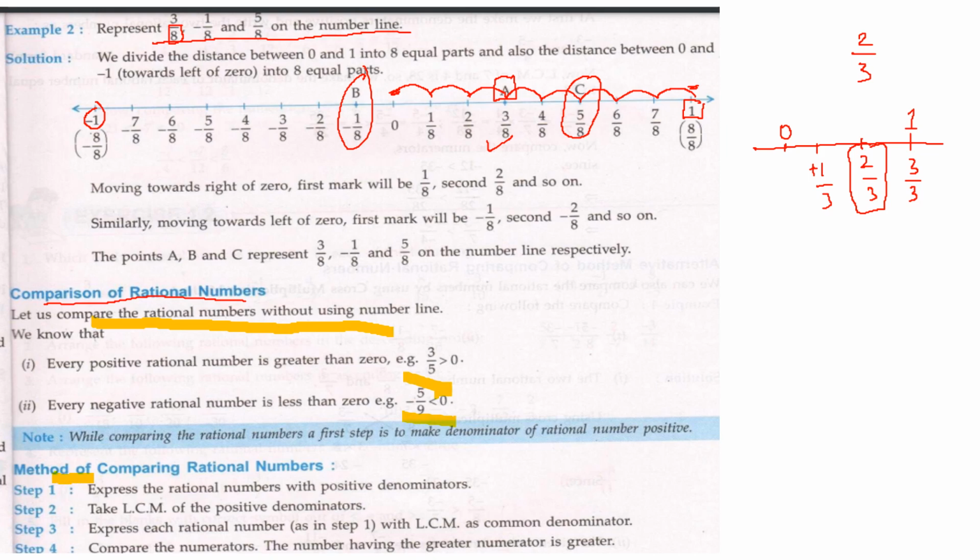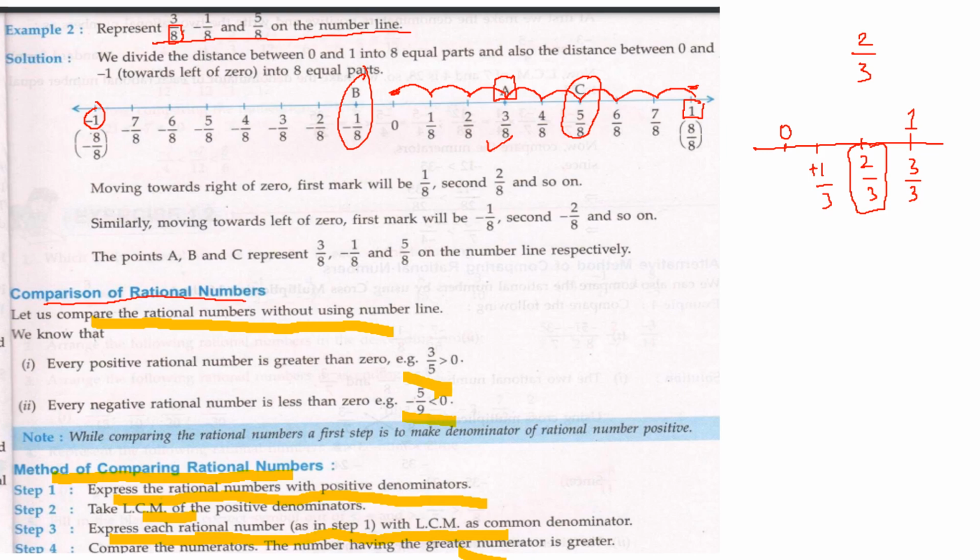Now, the method of comparing rational numbers. The very first step is to change the denominators to the positive sign. Then find the LCM. Then express each rational number with the new LCM you have calculated, and finally compare.